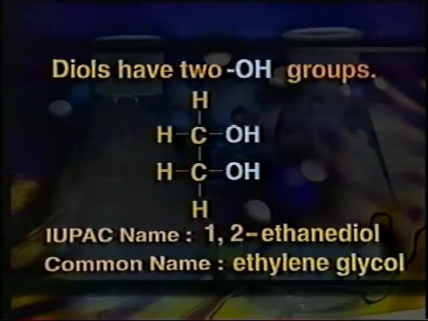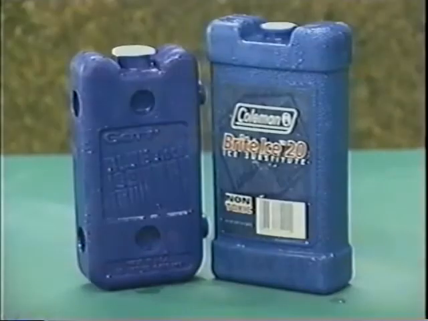Some alcohols have more than 1 hydroxyl group. Those with 2 hydroxyl groups are called diols. For example, 1,2-ethane-diol, commonly known as ethylene glycol. It is used as an antifreeze and as an ice substitute.